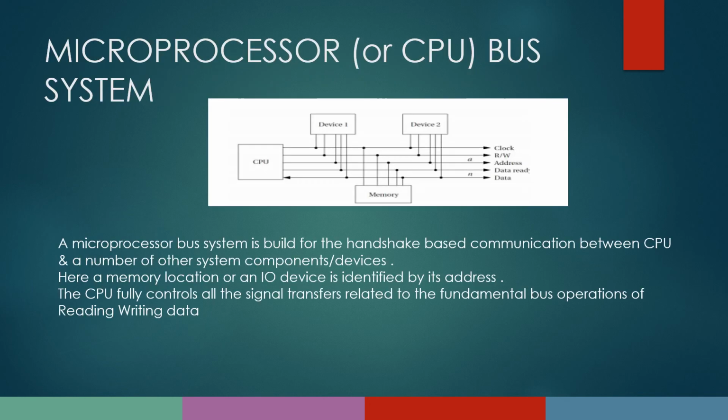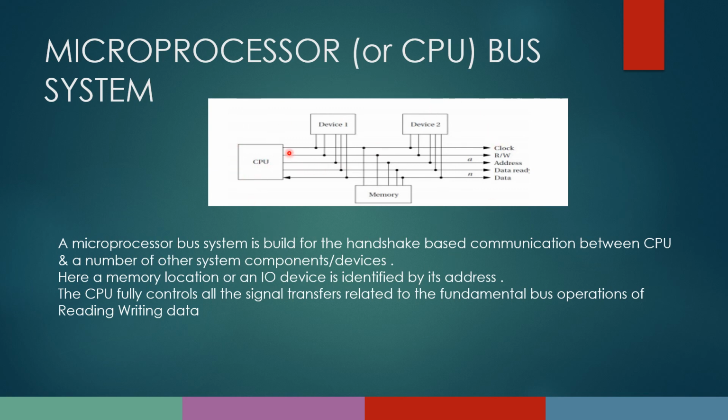Now this is basically a CPU bus system. We know that we have two important handshake signals. Between the CPU, our central processing unit, and our memory and input output devices, there needs to be some synchronization provided.